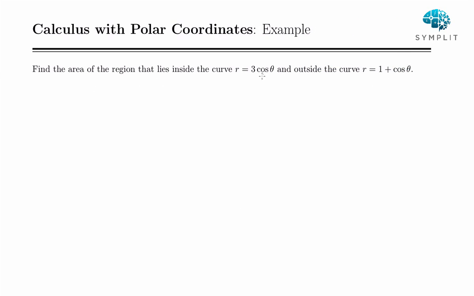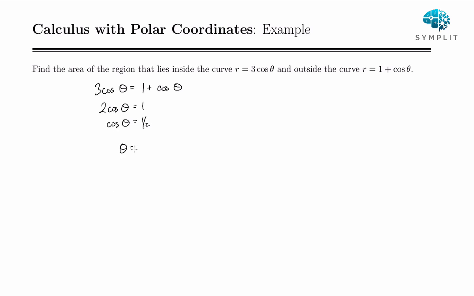We want the area inside this curve and outside this curve. So we need to find out where these curves intersect each other. So we'll set them equal to each other. 3 cosine theta equals 1 plus cosine theta. So if we subtract the cosine theta over, we have 2 cosine theta equals 1, or cosine theta equals 1/2.